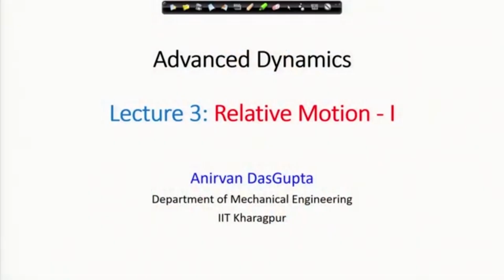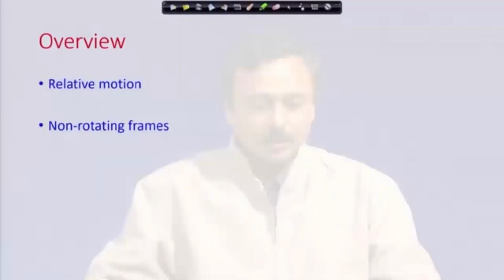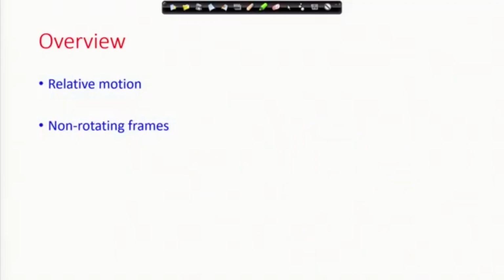In this lecture, we are going to look at relative motion. This is a very important concept in kinematics, and it actually complicates kinematics to a large extent. So, it is very important to understand how relative motion is described kinematically. To give you an overview, we are going to discuss relative motion in non-rotating frames.